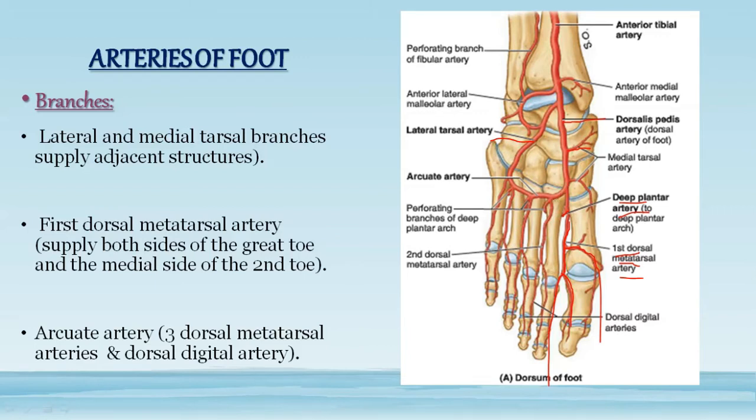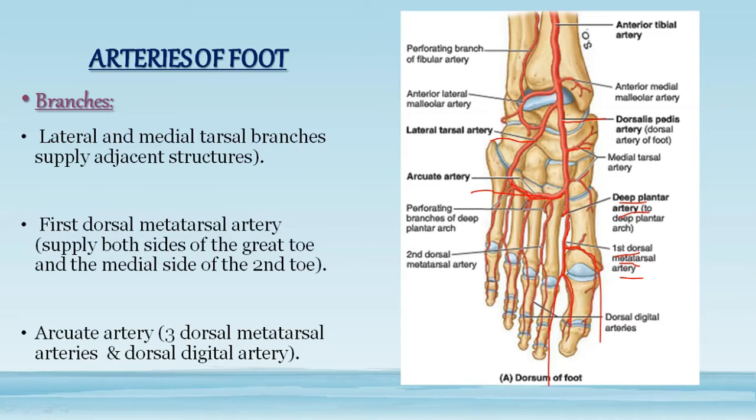The third important branch of the dorsalis pedis artery is the arcuate artery. This arcuate artery passes laterally on the dorsal aspect of the foot. This whole thing is the arcuate artery, which passes on the dorsal aspect. Now this arcuate artery supplies the remaining digits.